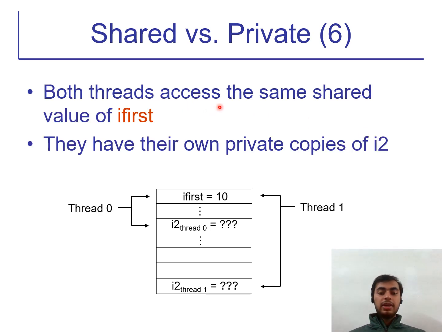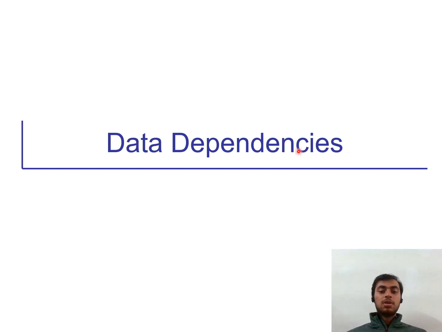Both threads access the same shared value of I first. They have their own private copies of I2. Thread 0 will also access I first from here, and this thread will also access the I first from here, but they will have their different copies themselves.